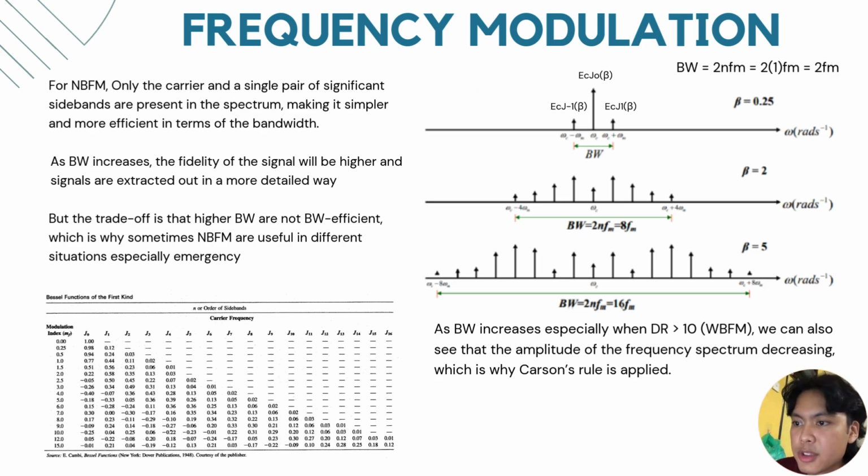Now, as the bandwidth increases, especially when the deviation ratio is greater than 10, which is the deviation ratio for wideband FM, we can also see that the amplitude of the frequency spectrum is increasing, which is why Carson's rule is applied.